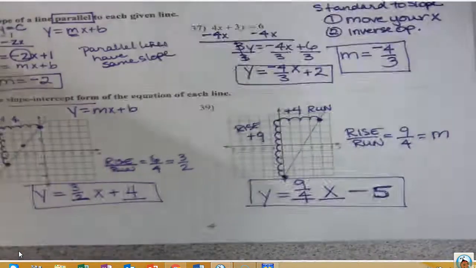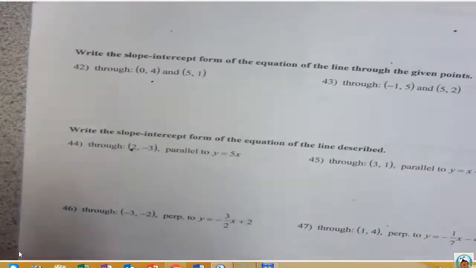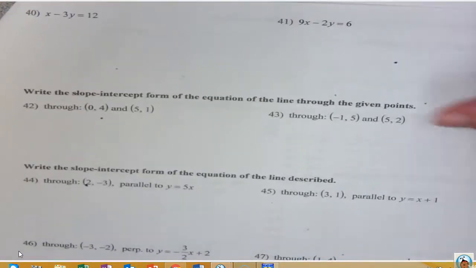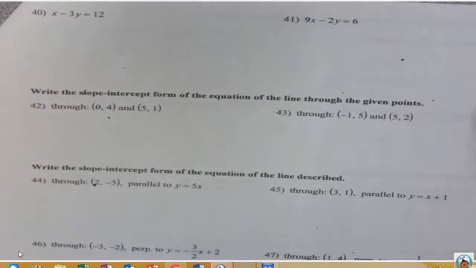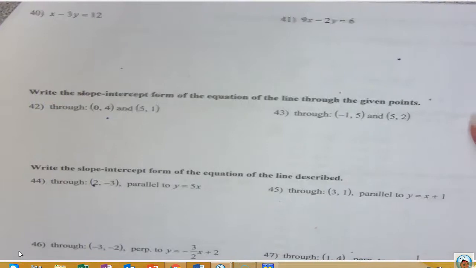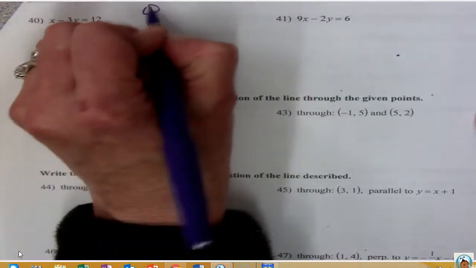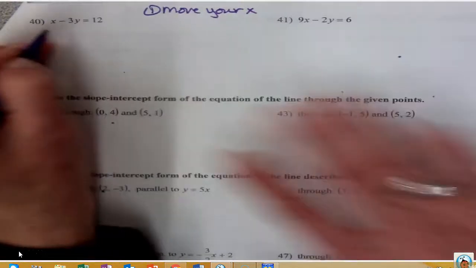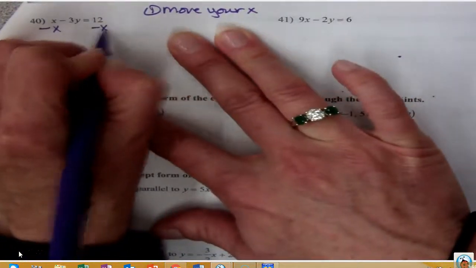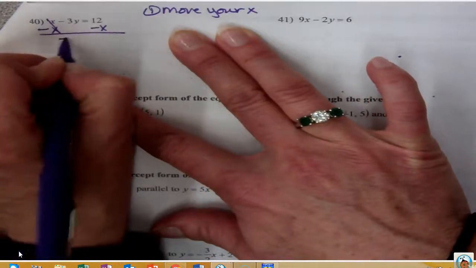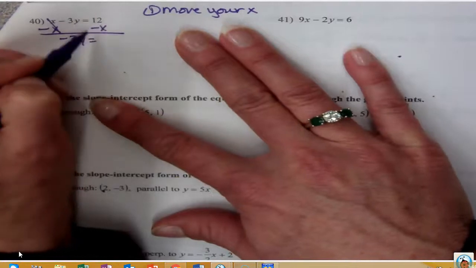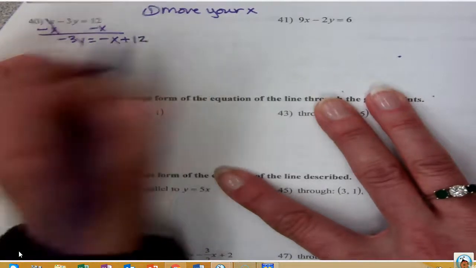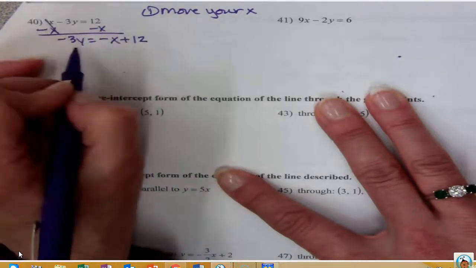Okay, now going to the next page, number 40, right? Yeah. Number 40. Woohoo! Still same thing. We're supposed to be writing this in slope-intercept form, the equation of the line. So these are in standard form. We've done this a lot. What's the first step? Move your x. So I'm going to subtract x from both sides. I get this cross each other out, negative 3y equals, I cannot combine these because one's an x and one's a whole number. So I just have to put them side by side until we figure things out.